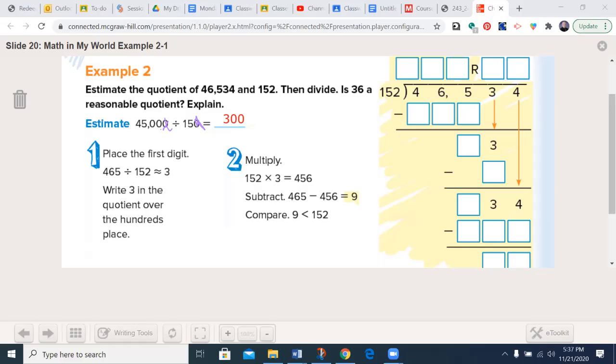So I put my 3 in the hundreds place. And now I multiply 152. Well, 150 was 450. So 456. I subtract, I get a 9. Is 9 less than 152? Yeah. So then I bring down a 3 and I've got the 3.